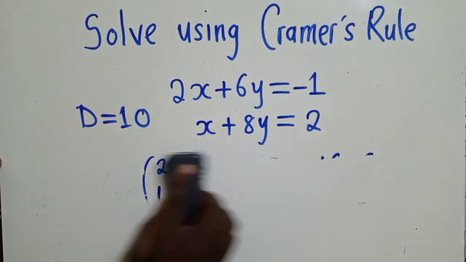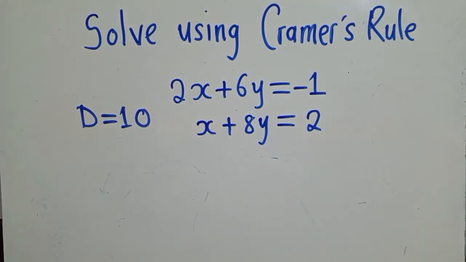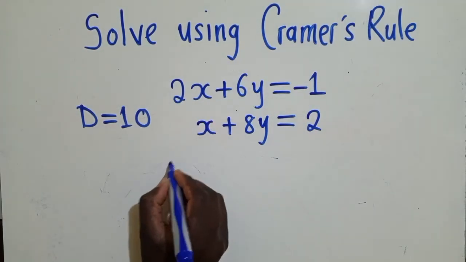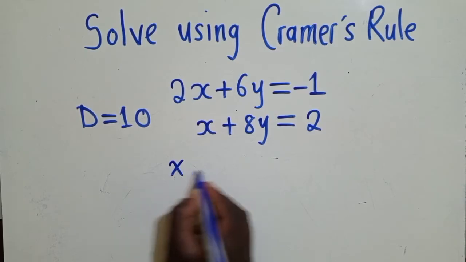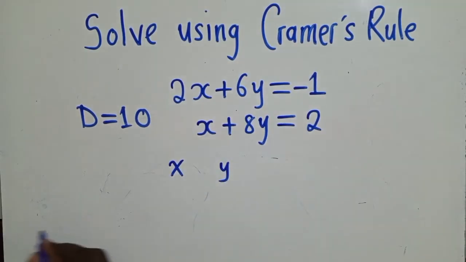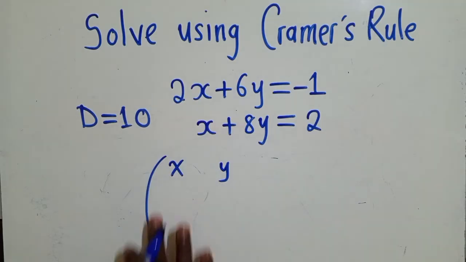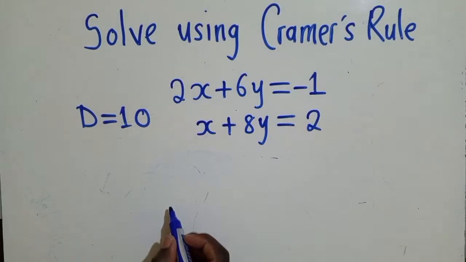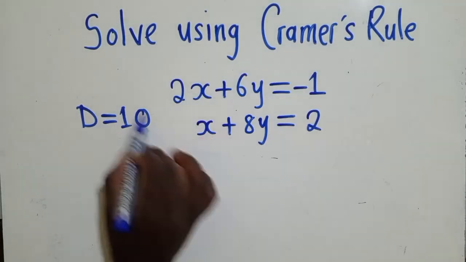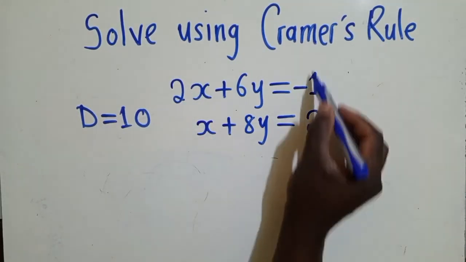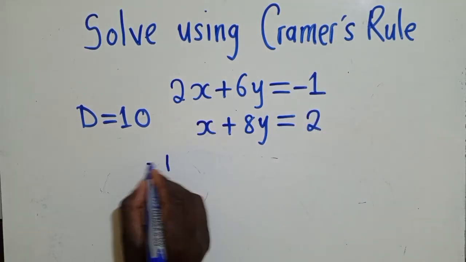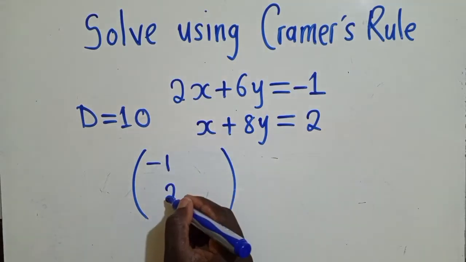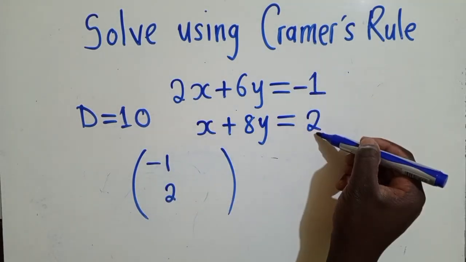The next thing will now be to find the x value. For the x value, I'll form a matrix, okay? This is x and this is y. Let me just remove this so that you don't get disturbed. After finding this determinant, I'll form another matrix. Here I'm going to put the answers.